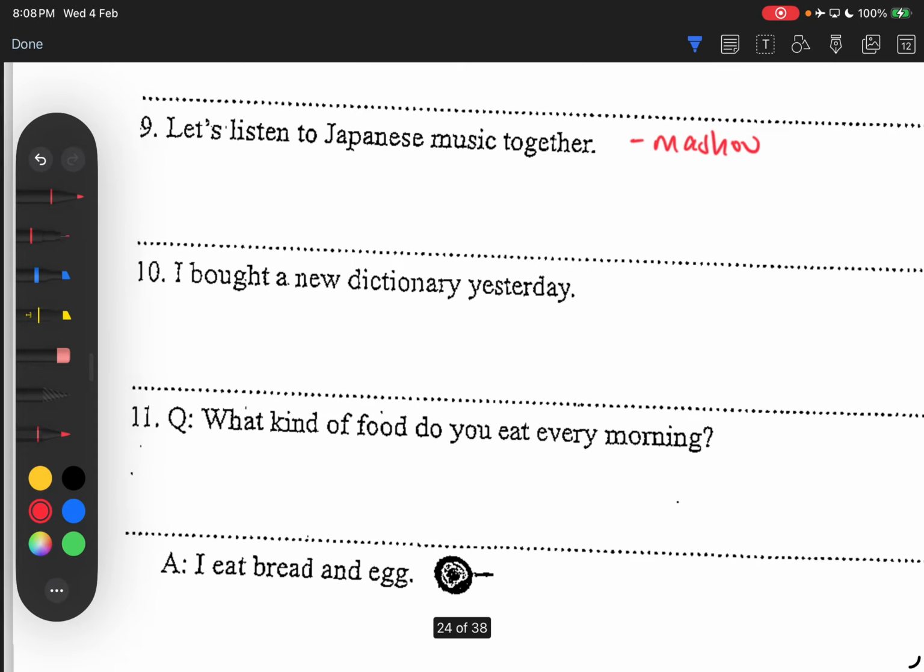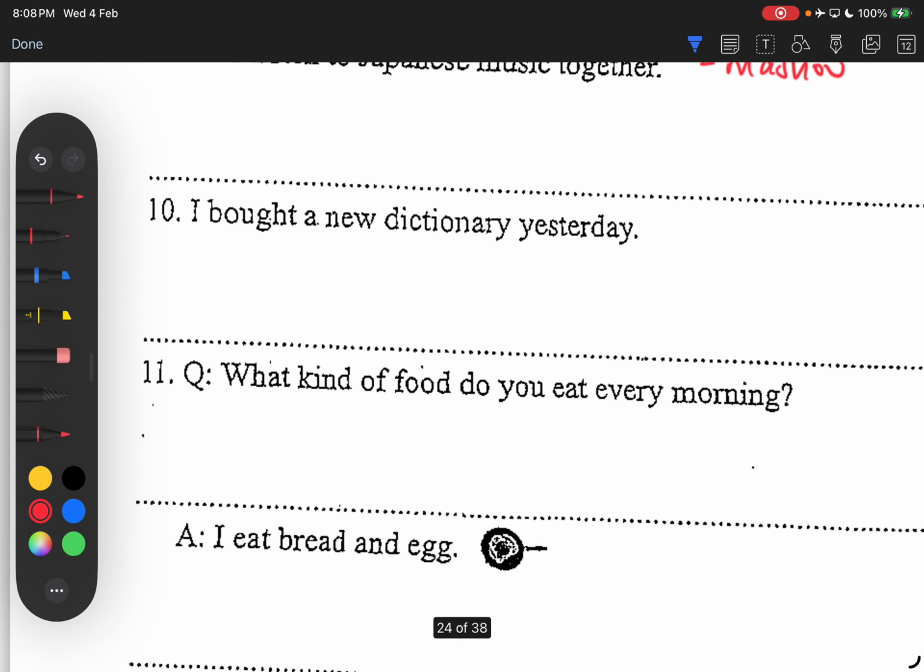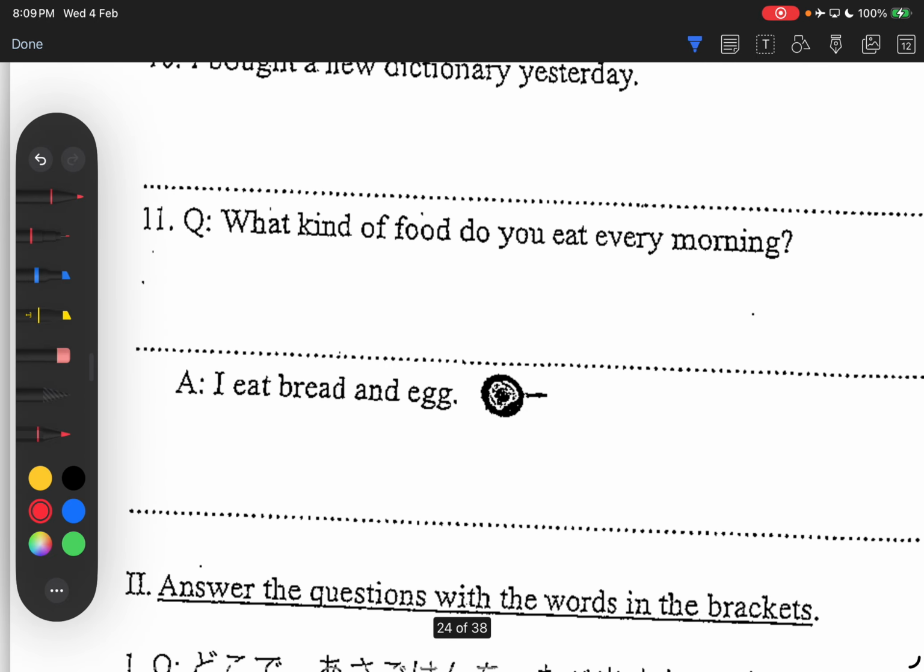Okay. Number 10, I bought a new dictionary yesterday. 昨日新しい辞書を買いました。Very good. The adjective goes in front of the noun: 新しい辞書. The subject is watashi, but I just keep it out and go straight to the time. 昨日新しい辞書を買いました。買いました is past tense.